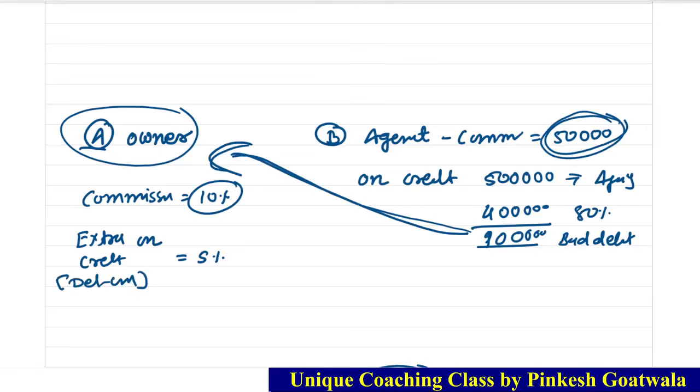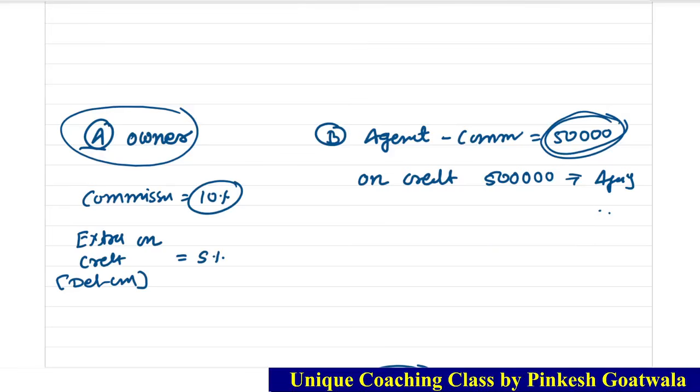So when he gives extra commission, what will he say to the agent? I am going to give you 5% extra. Okay, but remember, I don't want any bad debt. And if there is any bad debt, you have to suffer, not me. The owner will directly tell the agent that I am giving you 5% extra, I don't want bad debt at all, I want the full money. If bad debt comes, you have to look after it, I want the full money.